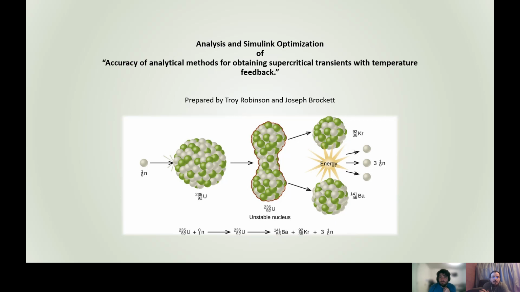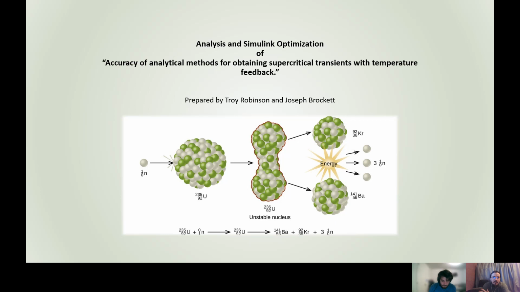So when we say supercritical transients, what we're really talking about is the amount of power that is being produced in the reactor is changing, it's going up. And so we say that the reactor is supercritical and the reactivity is going up. And we're specifically going to compare that to temperature feedback and different kinds of temperature feedback.